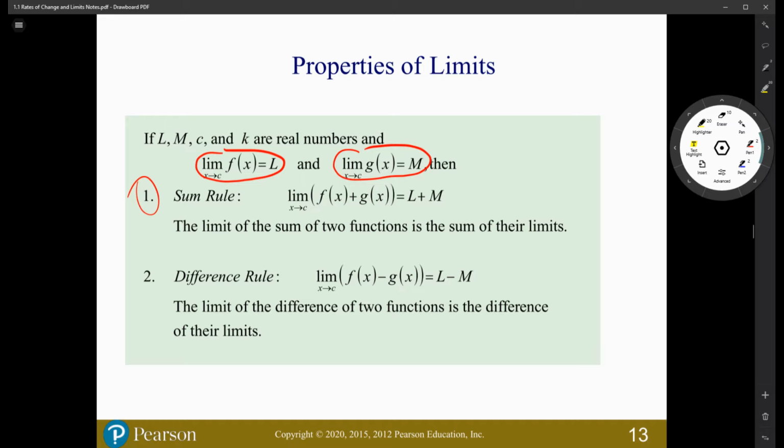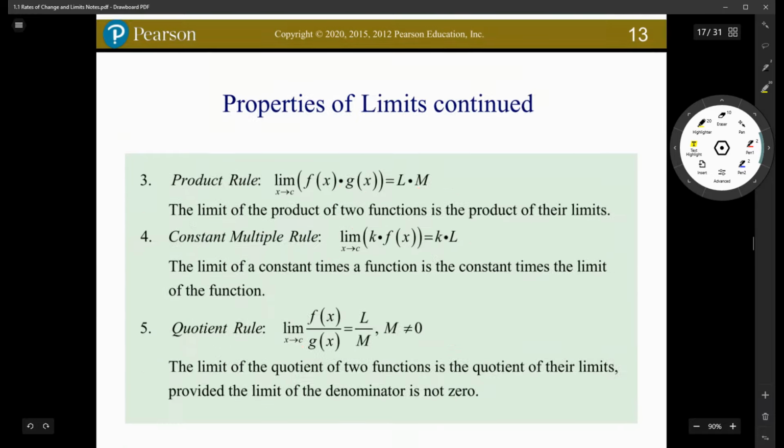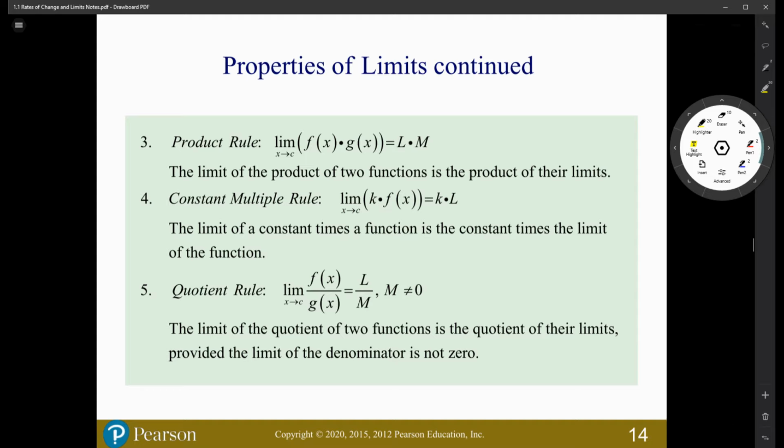The limit as x approaches c of the first function plus the second is L plus M. Okay, that's pretty straightforward. Good. The difference rule works the same way. This would be the limit of f of x minus the limit of g of x. So that would be L minus M. Cool. Let's move on. The product rule works the same way. If we have two functions being multiplied inside our limit, those limits then are multiplied as the answer. The limit of the product of two functions is the product of their limits.